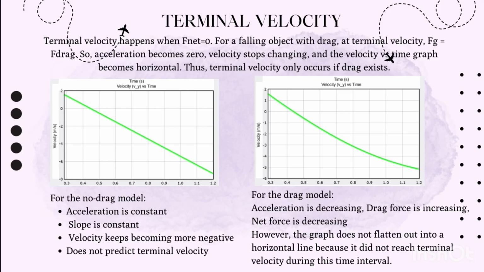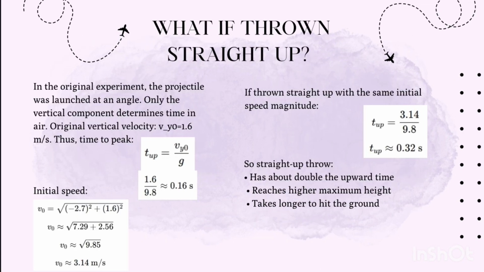For the drag model, the acceleration is decreasing, the drag force is increasing, and the net force is decreasing. However, it does not flatten out because the experiment does not go long enough for it to reach terminal velocity, which is because the drag force hasn't yet equaled the force of gravity.